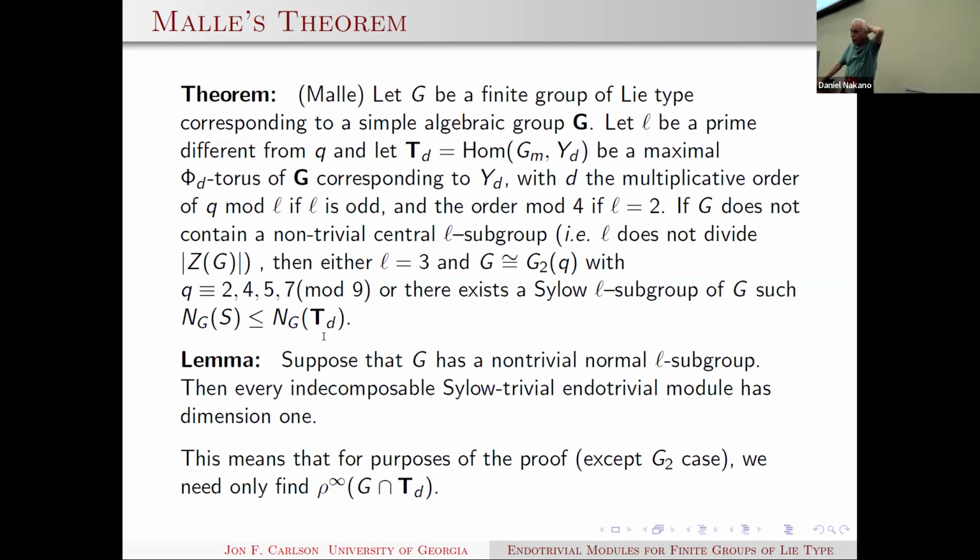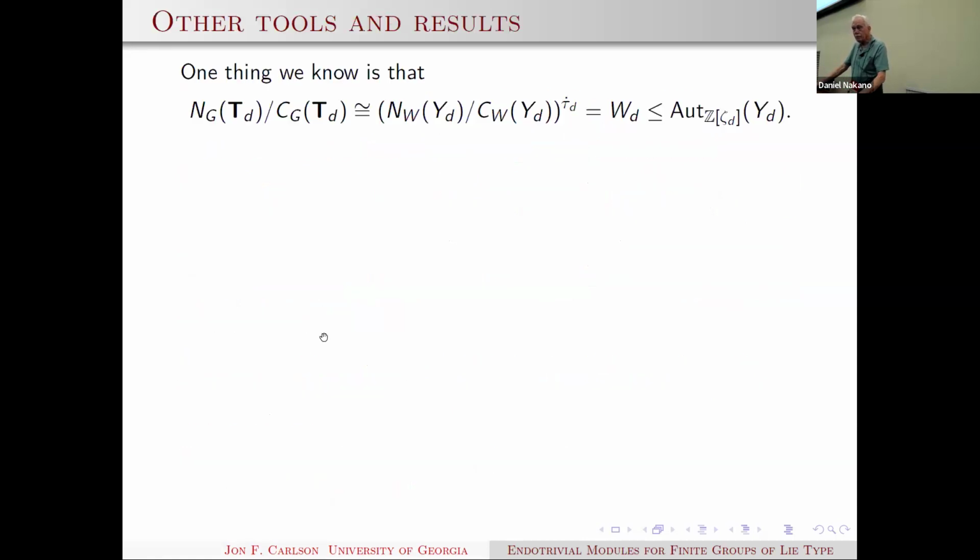By the way, if you actually read Gutmann's paper, this is not the way he states the theorem. His theorem says, okay, let's find all cases where the Sylow L subgroup S has the normalizer in G of S not contained in the normalizer of the torus. And he makes a list. And it turns out that every one on the list except the G2 has this property of containing a non-trivial central L subgroup. So this is how we do the connection.